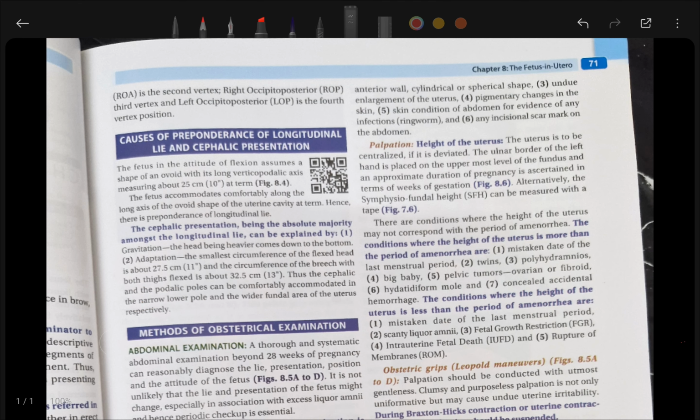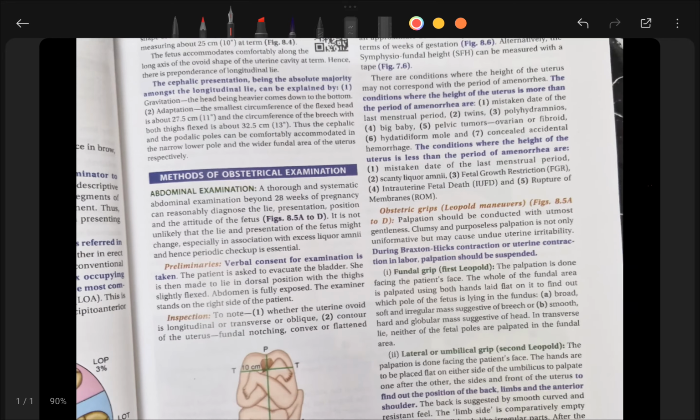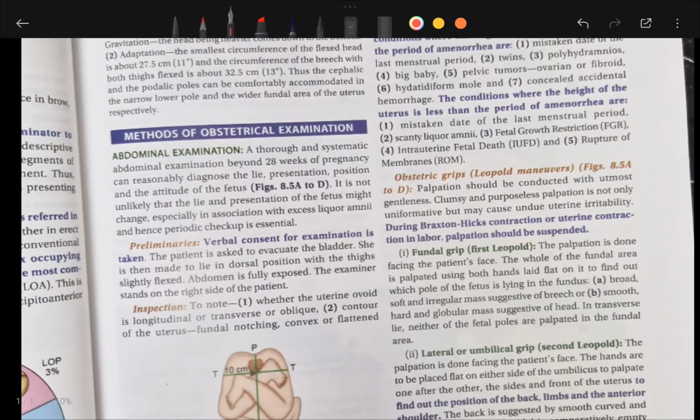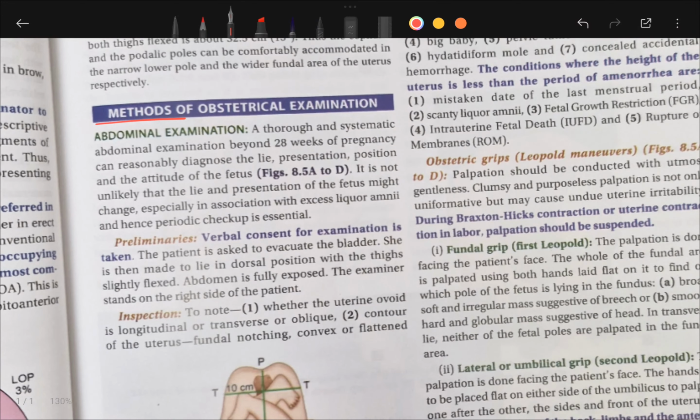Next we will go to the methods of obstetrical examination. Now we have come to examination. Examination includes inspection, palpation, auscultation, and so on. Now we'll see the methods of obstetric examination. Abdominal examination: a thorough and systematic abdominal examination beyond 28 weeks of pregnancy can reasonably diagnose the lie, presentation, position, and attitude of the fetus.